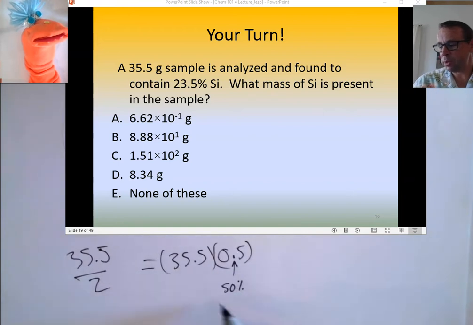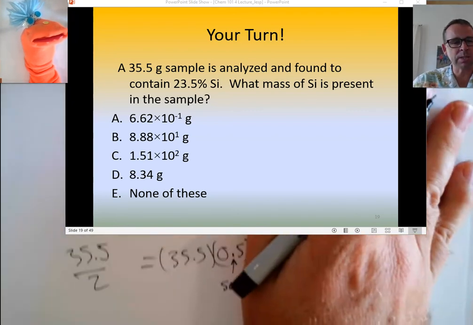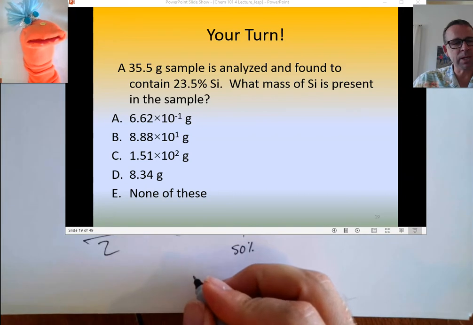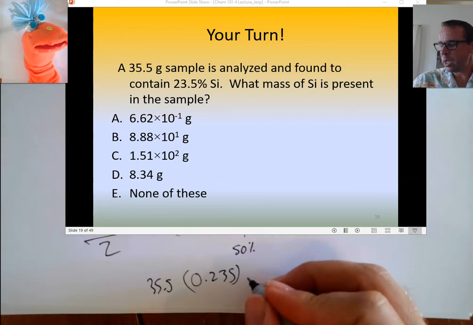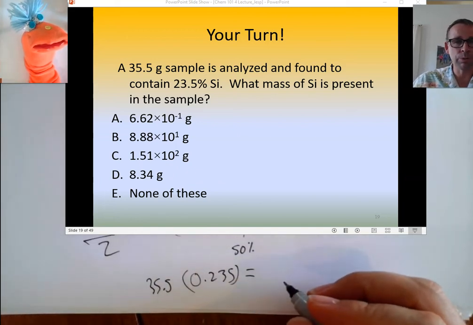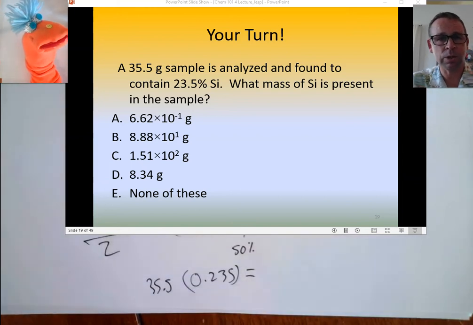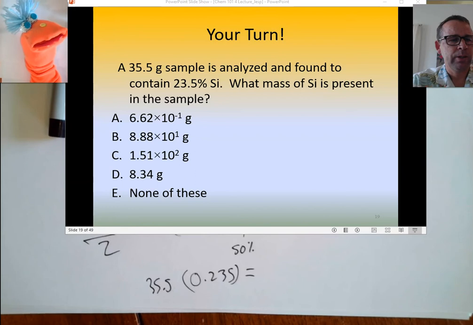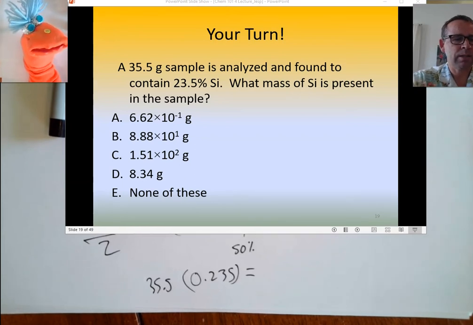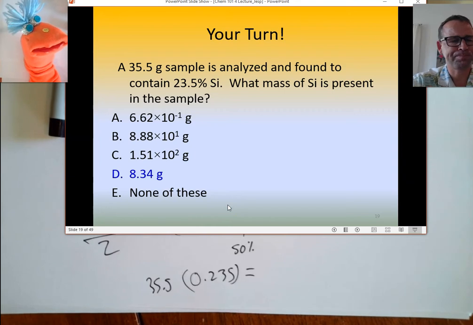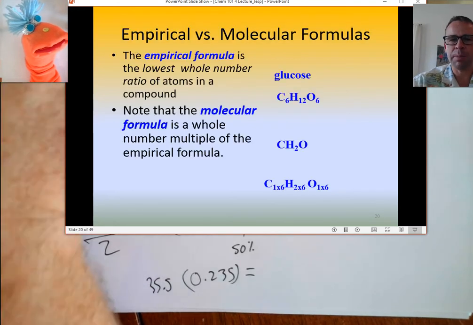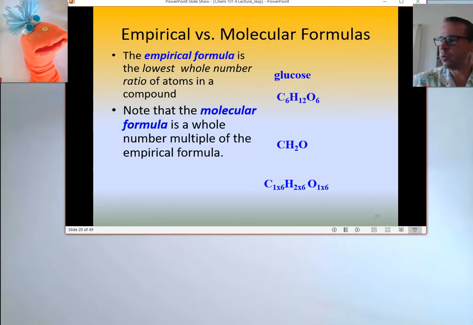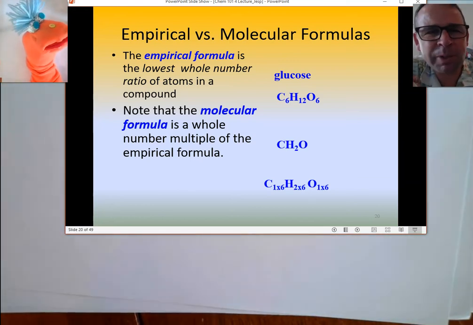50% of the 35.5 could be found by taking not 50%, but its fraction, which is 0.5, and multiplying it. And we can do the same thing to solve this sort of a problem here. Instead of taking 23.5, we take 0.235 and multiply it by our 35.5. And the result is going to be our grams that are silicon in our overall sample. Okay? So hopefully if you did that math, you got 8.34. Good.